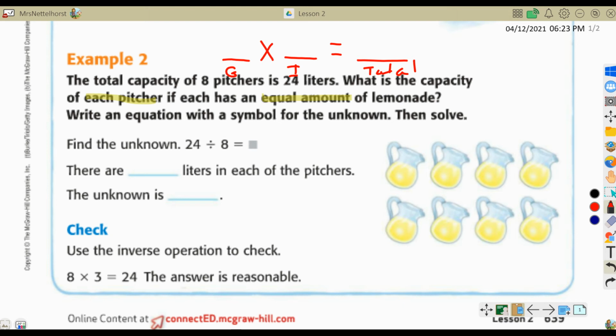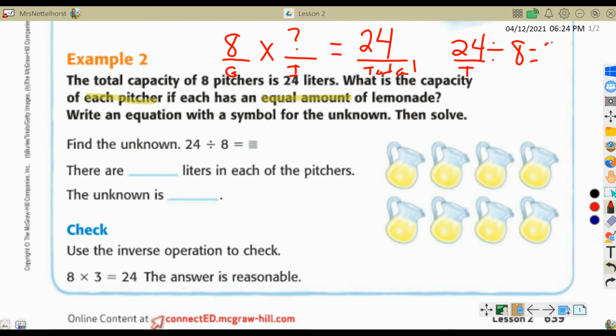So I have 8 pitchers. My groups are the 8 pitchers. I don't know how many liters each one has in it, but I do know I have a total of 24 liters. So I look at it and say, if I have an unknown factor, I can use division to help me solve that. So what I'm going to do is put my total first. Remember that in division, your total goes first, divided by, and then I have my groups, which is 8.